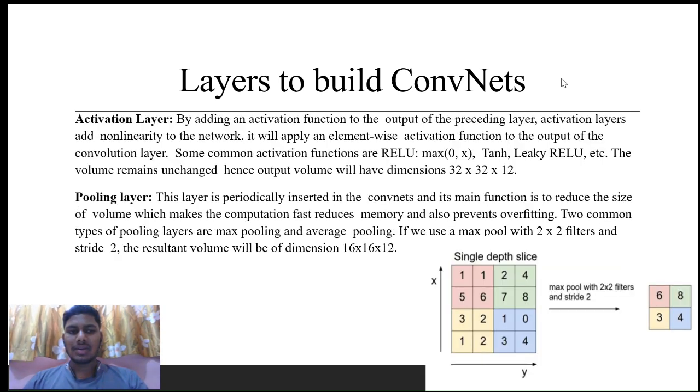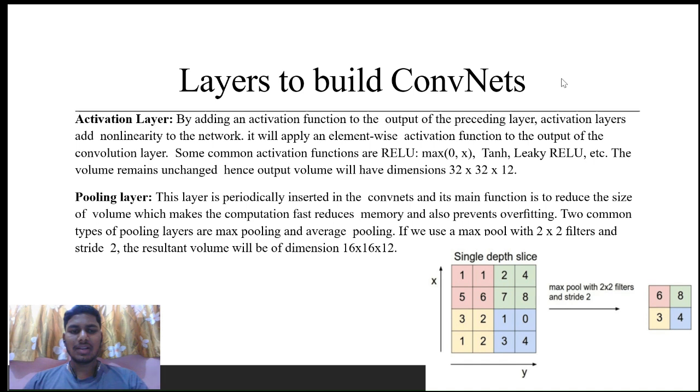Next we have the activation layer. By adding activation functions to the output of a convolutional layer, the activation layer adds non-linearity to the network. It will apply an element-wise activation function to the output of the convolutional layer. Some common activation functions are ReLU, softmax, tanh, and leaky ReLU, etc. The volume remains unchanged, hence the output will have a dimension 32 cross 32 into 12.